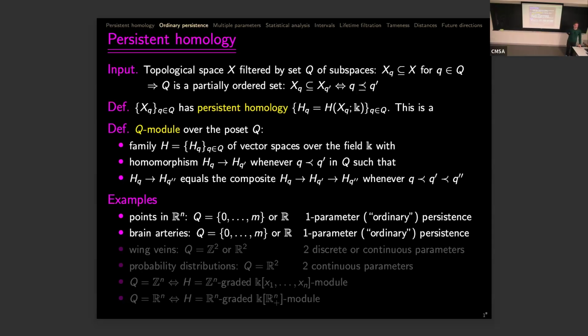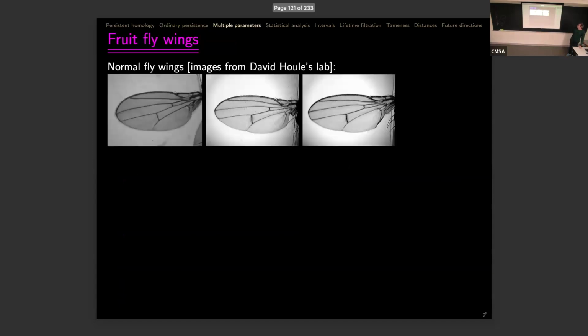Okay. Let's do some two-parameter persistence just for fun, shall we? So here are some fly wings. These are normal fruit fly wings, Drosophila melanogaster.